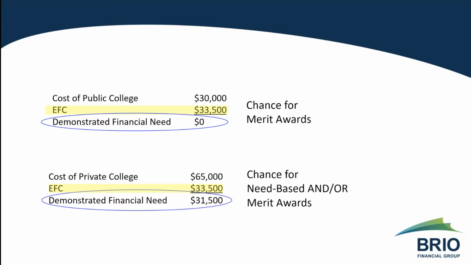Now, if you look at private colleges, because they tend to be more expensive, you still have that same expected family contribution. And now you do have a demonstrated need of about $31,500. So you qualify in the university's eyes for both need and merit-based aid.